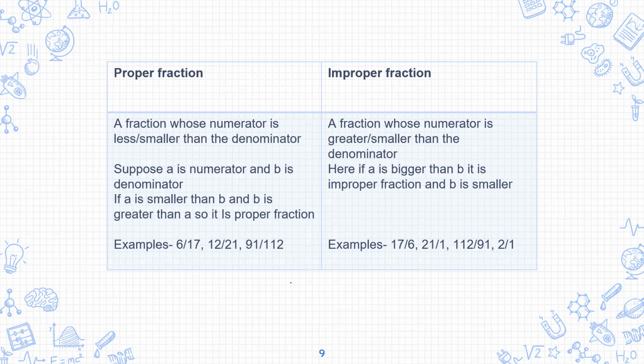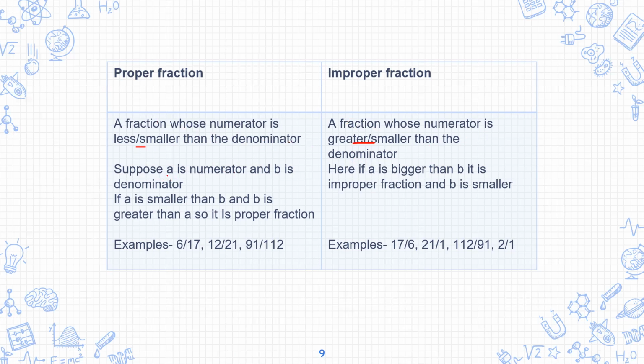Now proper and improper fractions. Their names look the same, so you must think they have some similarities. A proper fraction is a fraction whose numerator is smaller than the denominator, and an improper fraction is a fraction whose numerator is greater than the denominator.